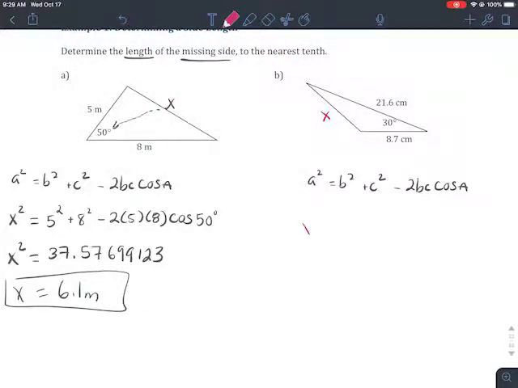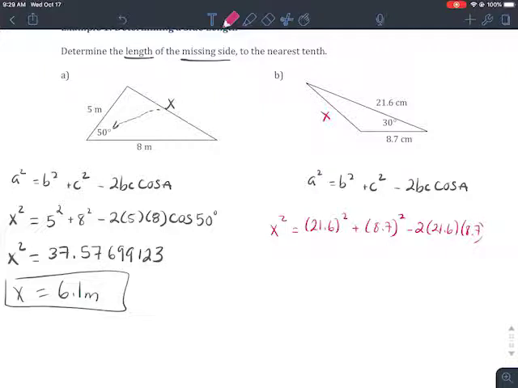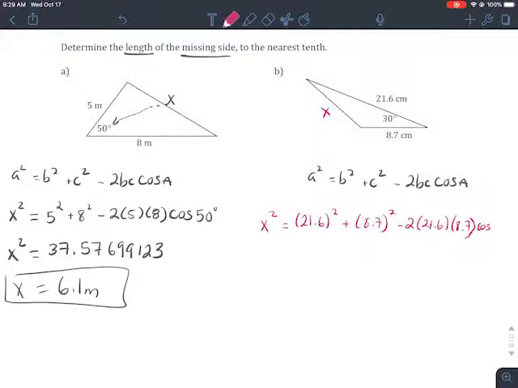Copy, paste, and I'm forgetting a square. Squared. Okay, so in this example, it's still x squared. B and C come from my other two side lengths that I actually have numbers for, so 21.6 squared plus 8.7 squared minus 2, 21.6 times 8.7, and I've run out of room. And lastly, cosine of the angle opposite to the side we're solving for. So I'm solving for side x, its opposite angle, 30 degrees.